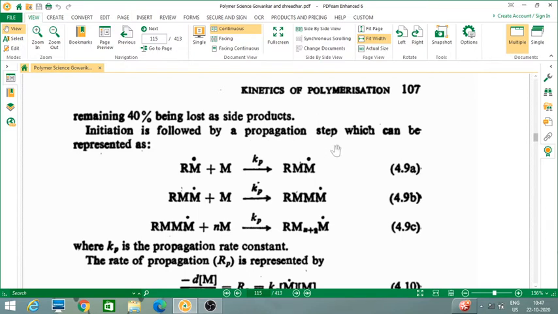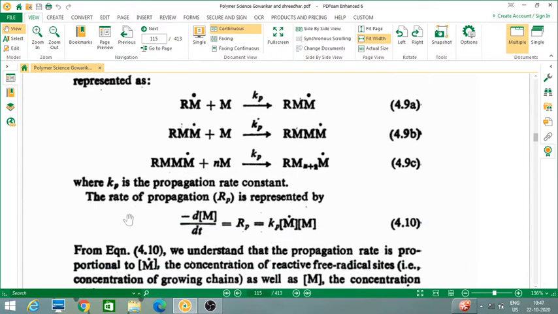Now initiation is followed by the propagation step, which is represented as follows. Propagation: fresh monomeric species getting added to the initiated chain and then the chain is being propagated, where Kp is the propagation rate constant. The rate of propagation is represented by... So this propagation rate constant is different and the rate of propagation is different. The rate of propagation is represented by capital Rp, and the propagation rate constant is noted by small k with suffix small p.